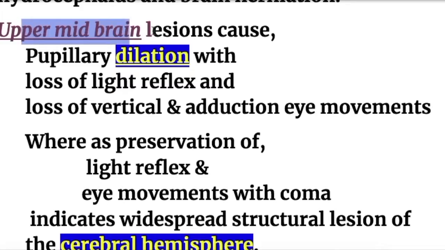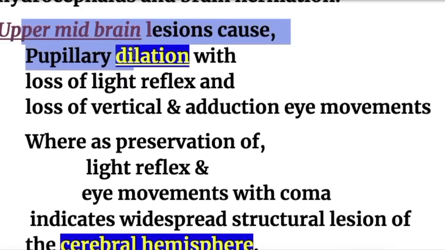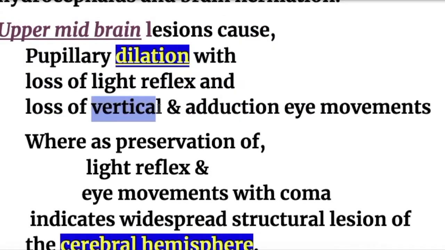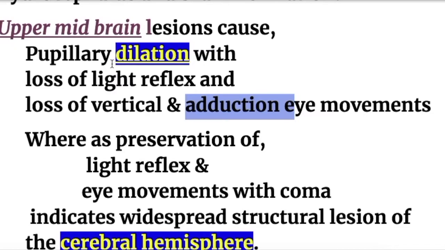So an upper midbrain lesion causes pupillary dilatation and loss of light reflex. The oculomotor also forms the efferent limb of the light reflex, and there is loss of vertical and adduction eye movement. Vertical movement of the extraocular muscle is supplied by the oculomotor, and adduction, the medial rectus, is also supplied by the same nerve. So there is interruption of the fibers of the oculomotor nerve in the upper midbrain lesion.